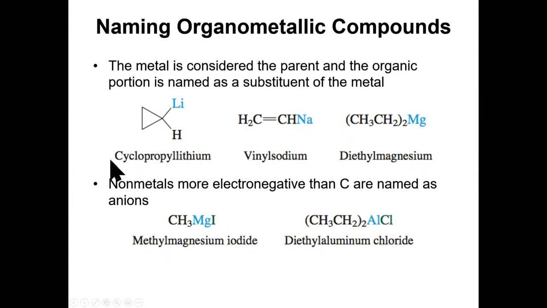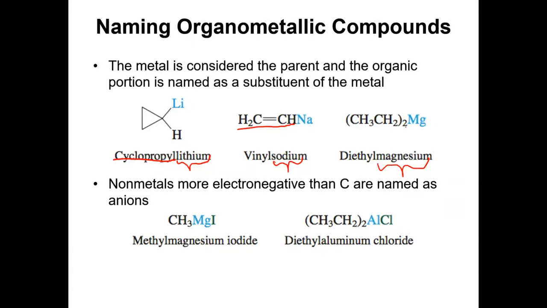Keep in mind there's no space between the name cyclopropyl and lithium. The cyclopropyl is the substituent, and lithium is the parent, called cyclopropyllithium. The same thing with this one: sodium is the parent, and the rest is a substituent, which we call the vinyl group. So we call it vinylsodium. Similarly, in the last compound, magnesium is the parent, and it has two ethyl groups connected, so we call it diethylmagnesium.